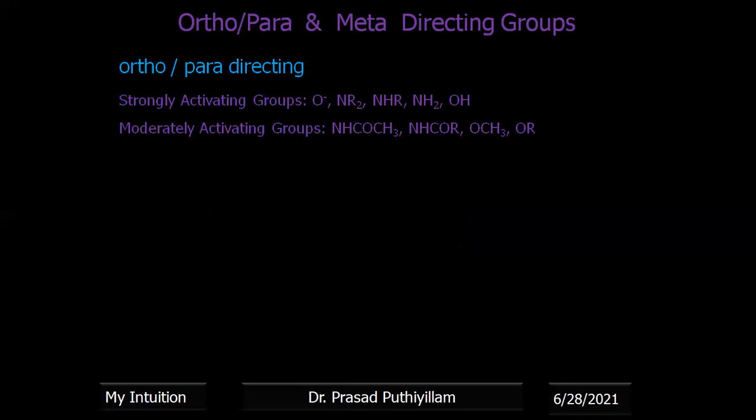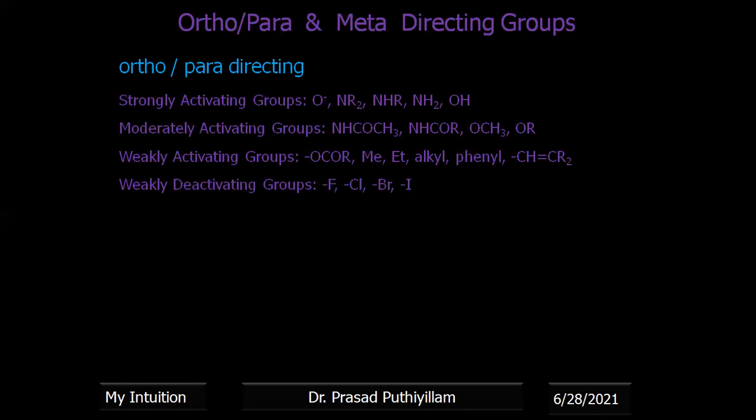Moderately activating groups are NHCOR, OCH3, OR. Weakly activating groups are OCOR, methyl group, ethyl group, alkyl group, phenyl group, as well as the vinyl group, CH=CR2, disubstituted. So it also activates, it pulls the electron density. Weakly deactivating groups, anyhow, are ortho para directing. That is what I explained. A special case: it deactivates the aromatic ring, but still it is ortho para directing.